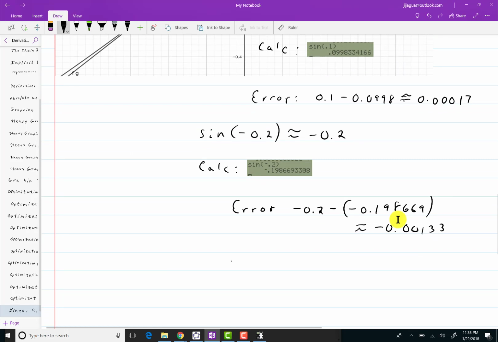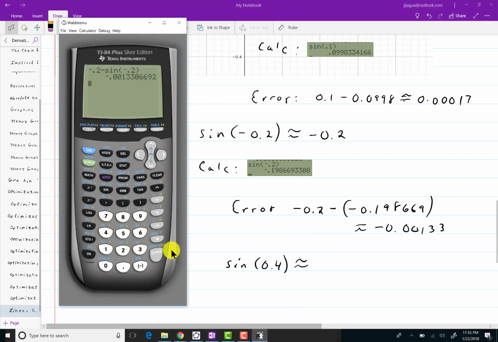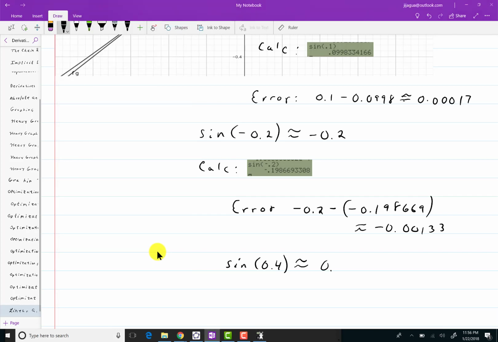So sine of 0.4 is approximately, now let's use the calculator to do this. So sine 0.4, enter, 0.389. And now you can see that the error would be 0.4 minus 0.389, which is approximately 0.011. You can see the error is getting more vigorous now, although it's not horrible.